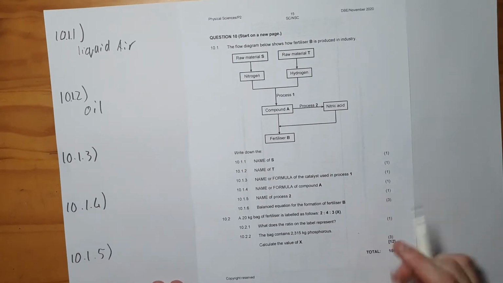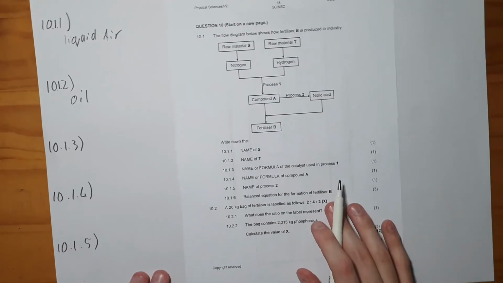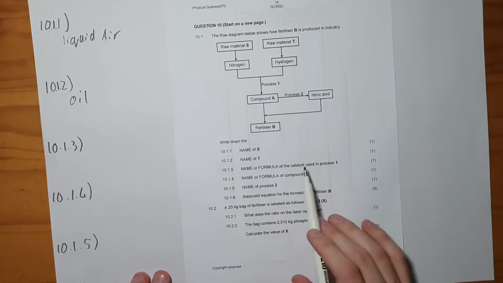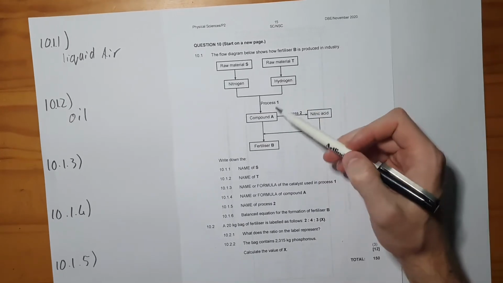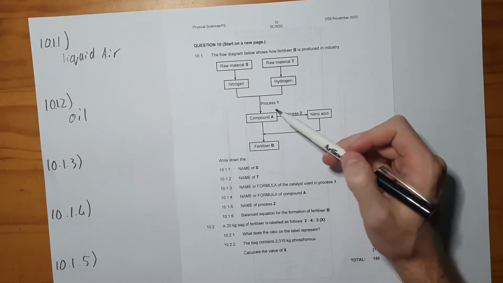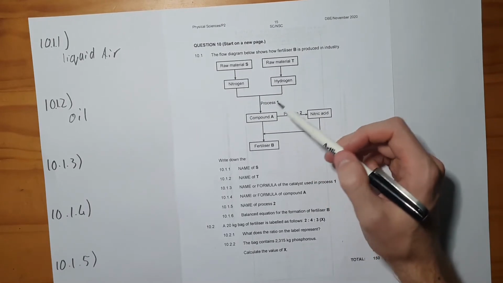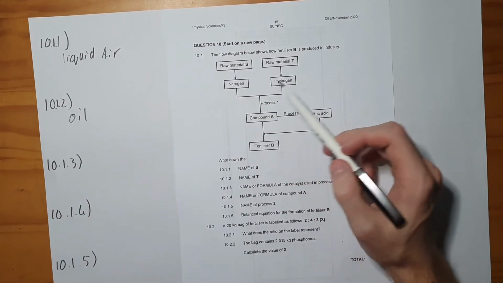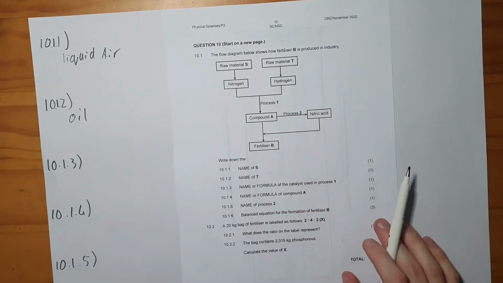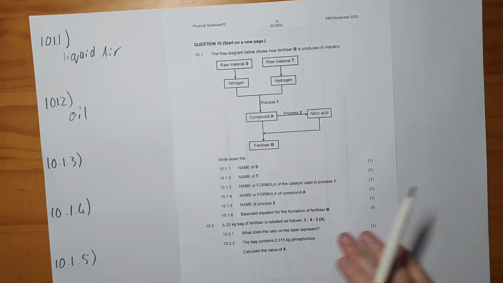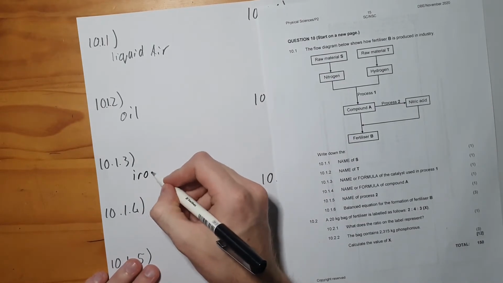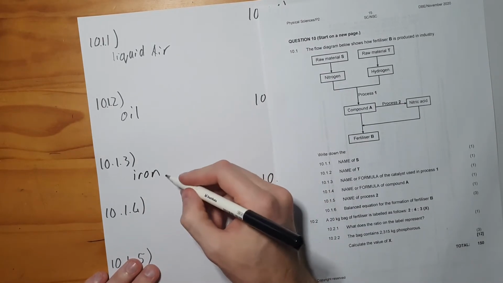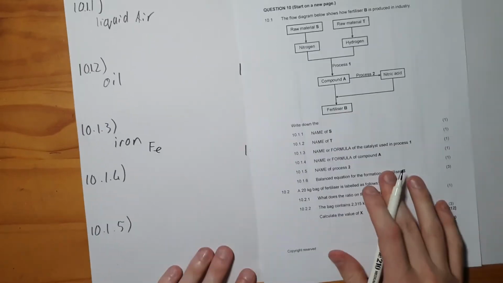Now 10.1.3 says name or the formula for the catalyst used in process 1. When we produce compound A, which we'll get to now, there's a catalyst involved to help bind nitrogen and hydrogen together. That catalyst is iron, so Fe.